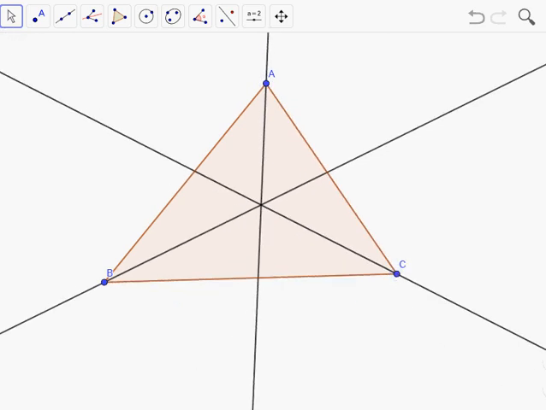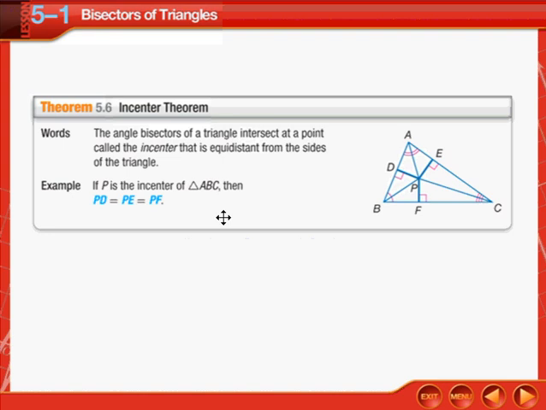So let's move over and look at the Incenter Theorem. The Incenter Theorem says that the angle bisectors of a triangle intersect at a point called the incenter that is equidistant from the sides of the triangle. So if I tell you that point P is the incenter of this triangle, then what you know is that the distance from point P to all three sides is the same.